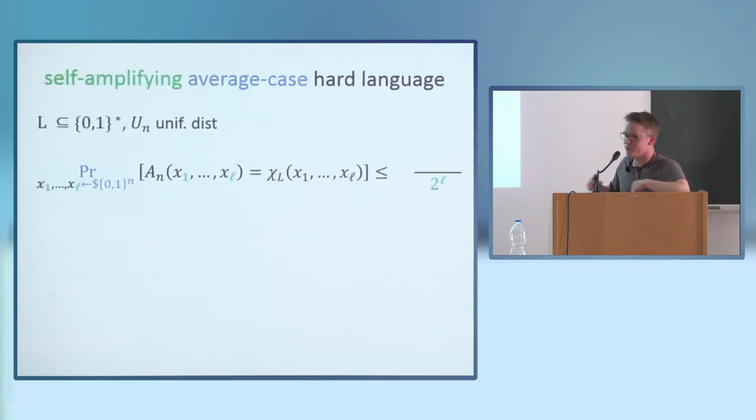Okay, so let me introduce the protagonists of this talk. So we have self-amplifying average case hard language, which, average case, will just look at the uniform distribution because this is what suffices for our purpose. You can come up with more general definitions. Self-amplifying essentially means that this is a decision problem. If you sample one instance, your success probability should be roughly a half.